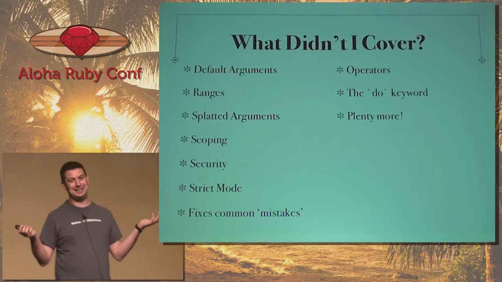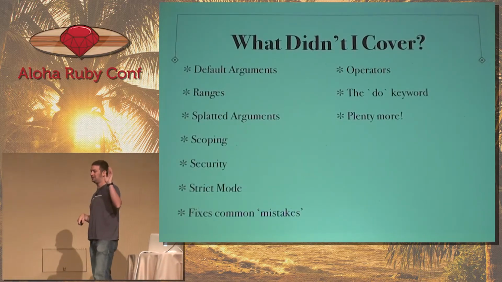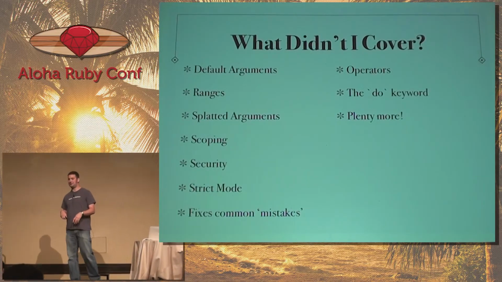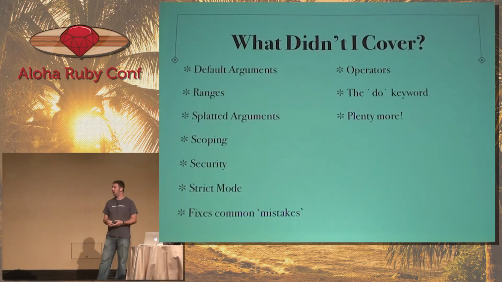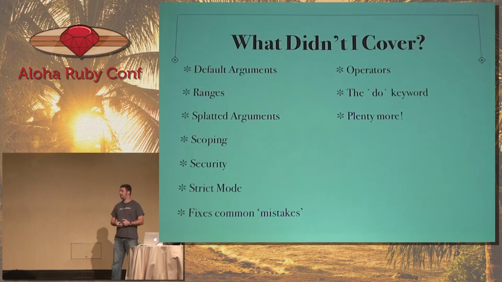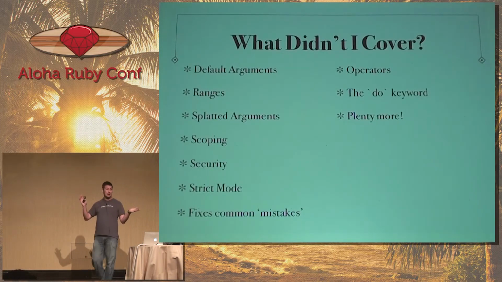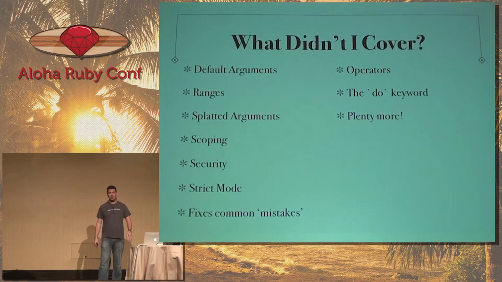What didn't I cover? I didn't cover a ton of things. I briefly talked about default arguments and ranges. I didn't talk about splatted arguments. You can do those in CoffeeScript. Scoping, security, strict mode, common mistakes that get generally made in JavaScript, CoffeeScript tries to fix those for you. There's a whole lot of operators. There's a do keyword. There's so much more, and I highly recommend you really dig into it.